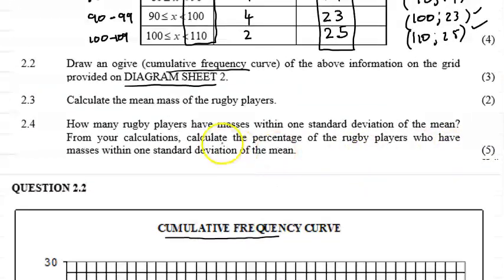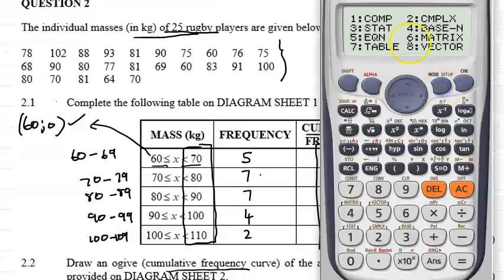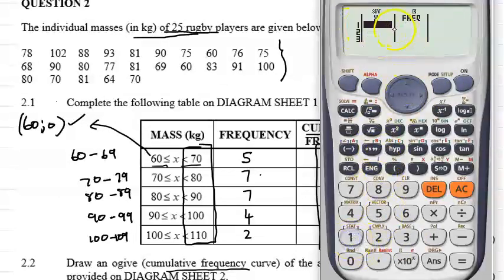The next question that we have is calculate the mean mass of the rugby players. The formula for mean is x bar, which is the mean. It's the sum over n, the number of values. I'm going to press MODE and STAT, which is 3, and option number 1. And we got x values for univariate data. So let us put all of our values in.